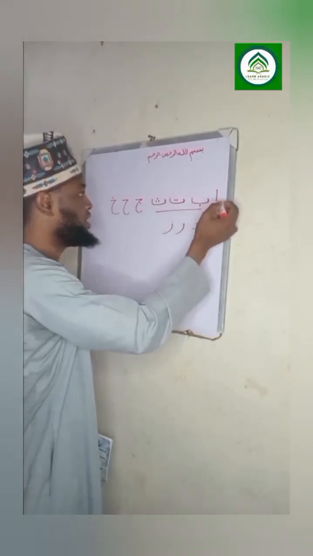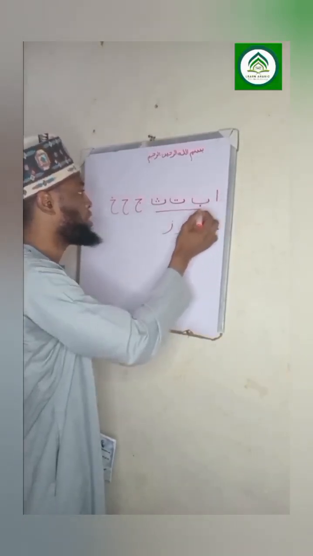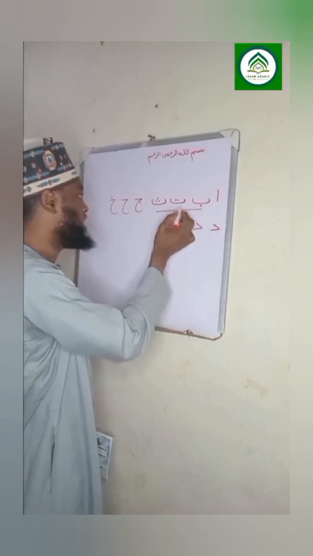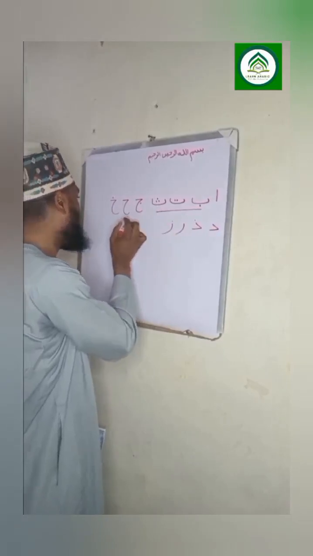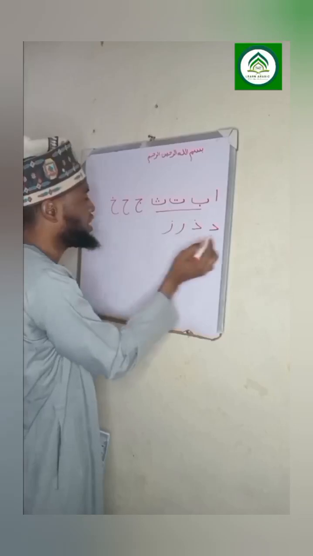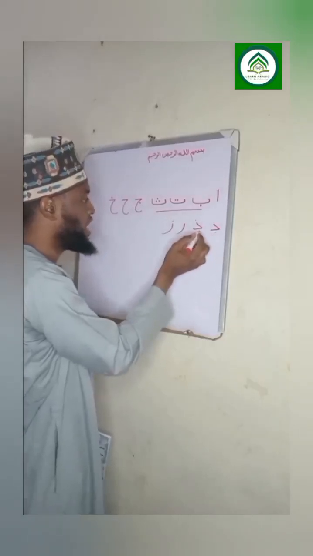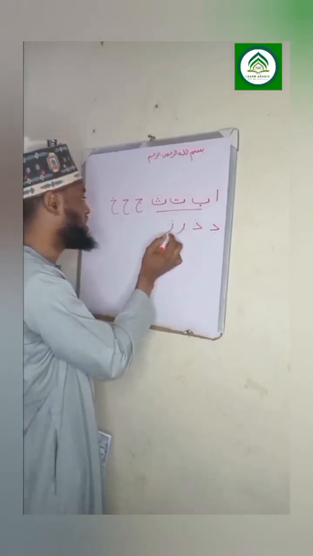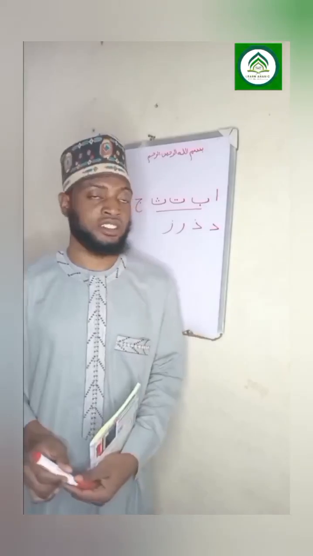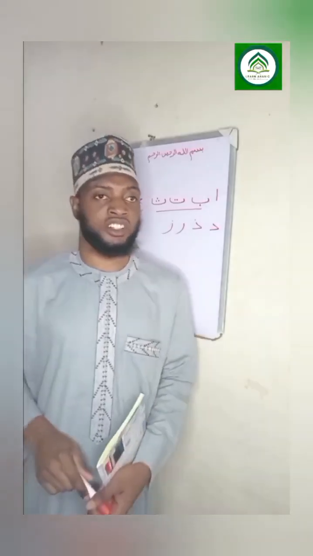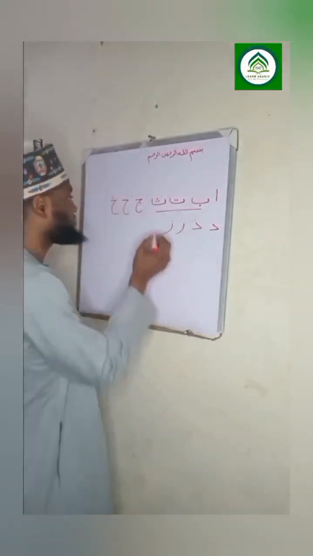Let us start from the beginning again. Alif, Ba, Ta, Tha, Jim, Ha, Kha, Dal, Zal, Ra, Zai. Not Zay. There is no letter in the Arabic language that is called Zay. No, it is incorrect. The correct pronunciation is Zai, Zai. Now practice it so that you can master it. Now let us move on.